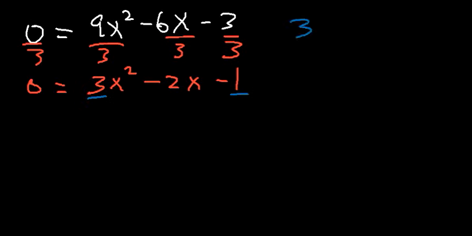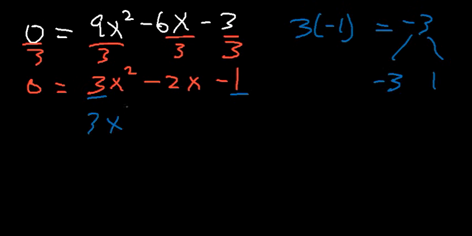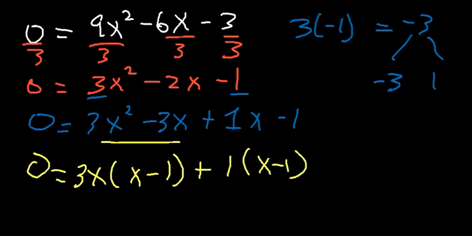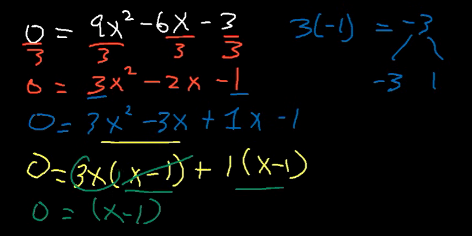Let's multiply the first and the last coefficient. So this gives us negative 3. Two numbers that multiply to negative 3 but add to negative 2 are negative 3 and 1. So we're going to replace negative 2x with negative 3x and 1x. And then let's factor by grouping. So we're going to take out a 3x. And here we're going to take out a 1. Well, I messed that up. This is supposed to be a negative 1. If these two are not the same, then it doesn't work. So now what we have is, if we factor out the x minus 1, we're left with 3x, and we're left with 1. So we're going to write this in two separate equations.